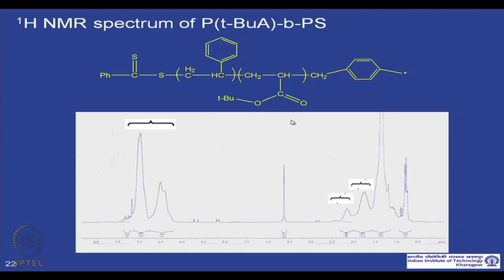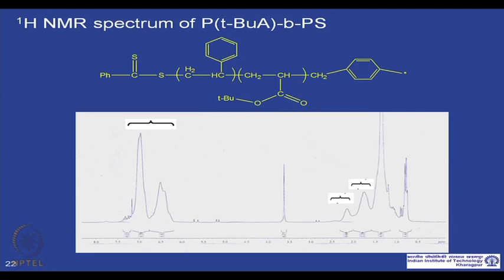So, this is an example where we showed that using proton NMR you can get the molecular weight, and obviously you need an end group type, a specific peak for the end group. Here it was a styrenic peak which was available for determination.